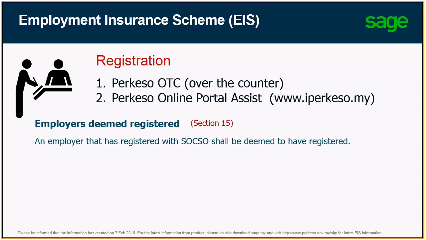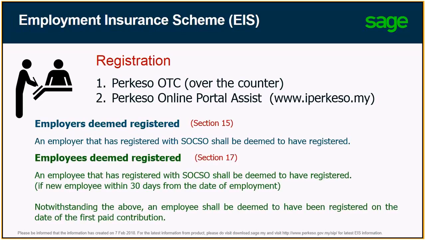What it says in Section 15 is that employers are deemed registered if the company or employer has already registered with SOCSO, and will automatically be deemed to have registered. Employees are deemed registered as well, if the employee has registered with SOCSO. For a new employee, it must be done within 30 days from the date of employment.